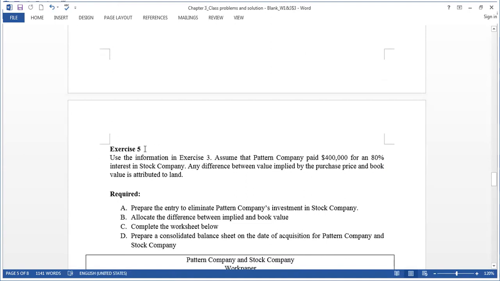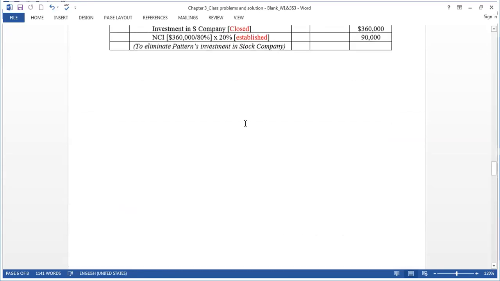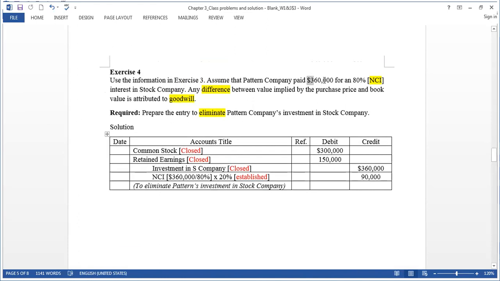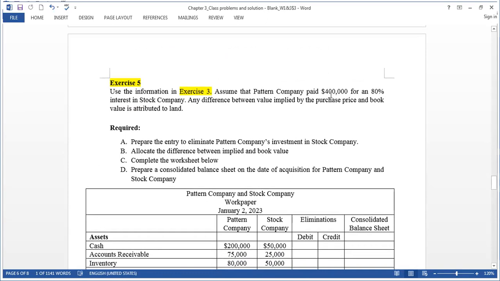Now let's see the last exercise for this chapter. Again, use the information from exercise 3 and assume that the parent company paid $400,000. Exercise 4 said that we paid 360, right? Now not 360, we paid $400,000. And we paid $400,000 for what percentage? 80%, so we should have non-controlling interest.